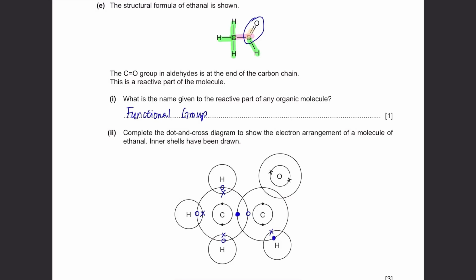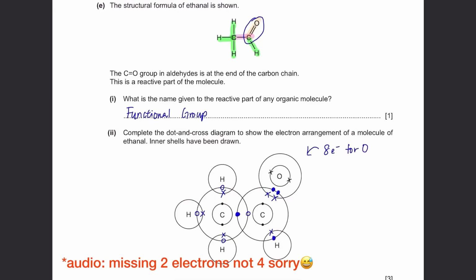Lastly, the C-double-bond-O bond represents that two sets of electrons are being shared between carbon and oxygen. Finally, check that each atom has a full outer shell. Hydrogen has 2 each, both carbon atoms have 8, and for oxygen we can see that it only has 4 and is missing 4 electrons. The diagram is complete.